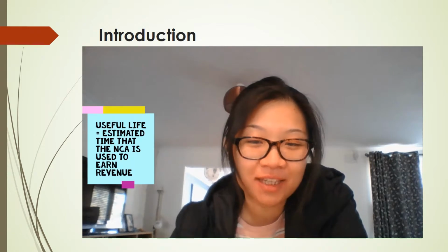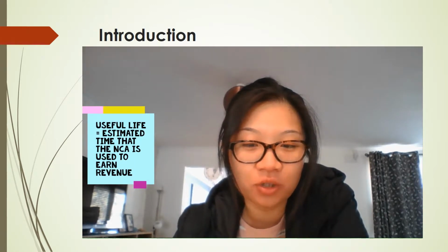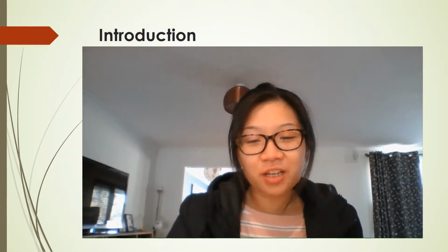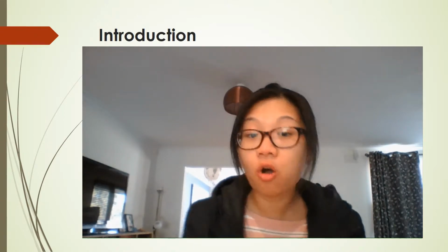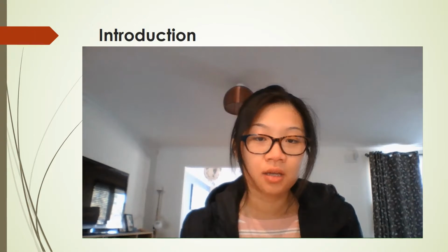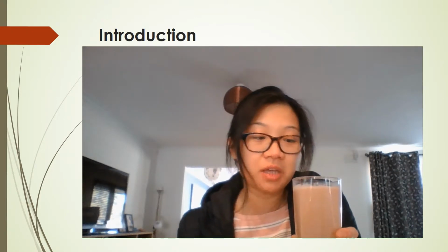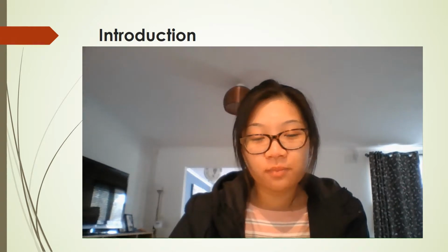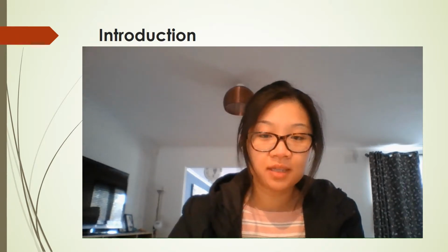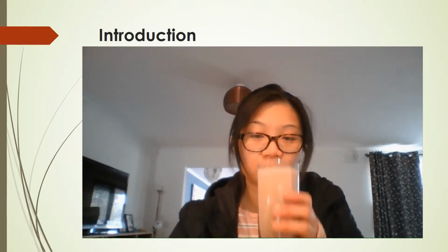Useful life is the estimated time that the non-current asset is used to generate revenue. While an equipment might have a useful life of about 5 years to generate a revenue or a benefit for the business, this Milo, on the other hand, might just have a useful life of about 5 minutes. As we use the equipment over time, we are consuming the asset's value, like this.